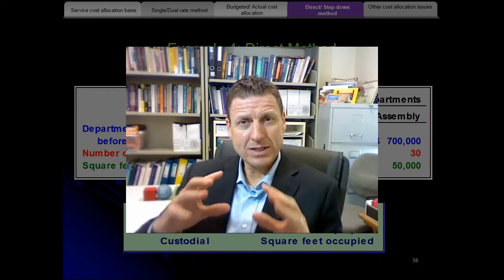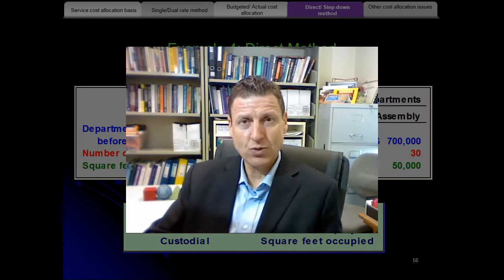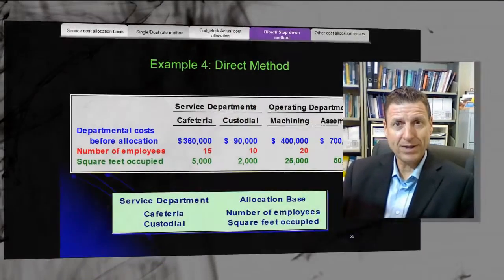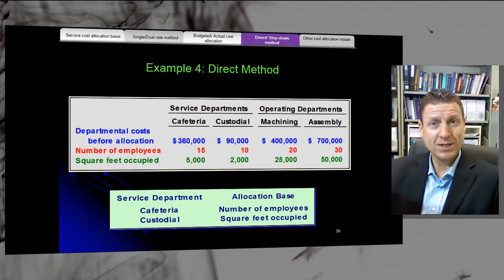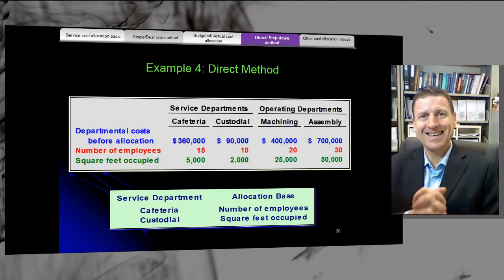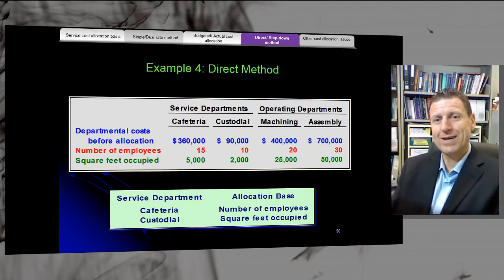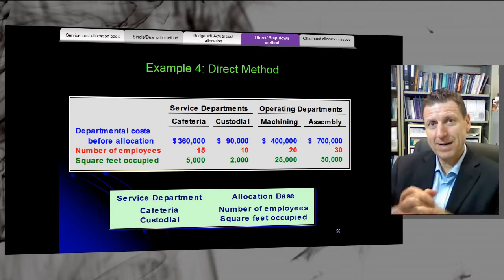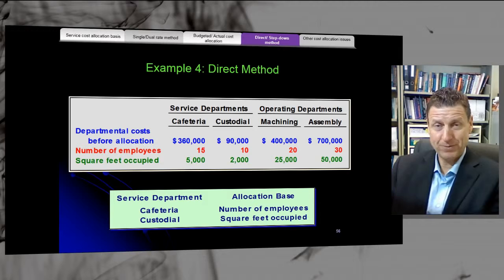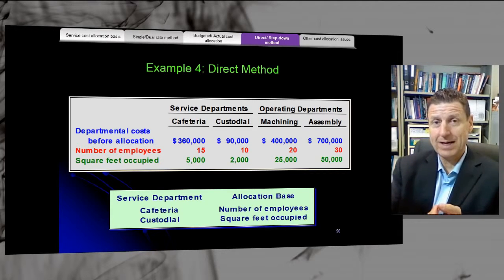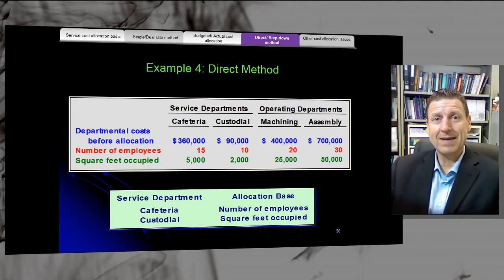Now, the scenario for most of these questions on the direct method, step-down method is we have service departments, and these service departments are looking after the operating departments. In other words, the operating departments cannot just operate on their own. They need the service departments for support. Cafeteria, so the cafeteria is there to feed the workers. Custodial, and that's security. Maybe it's part of maintenance.